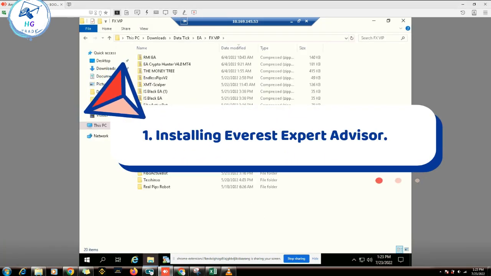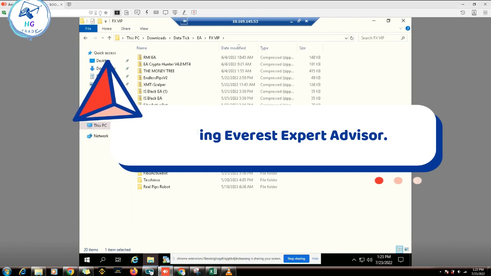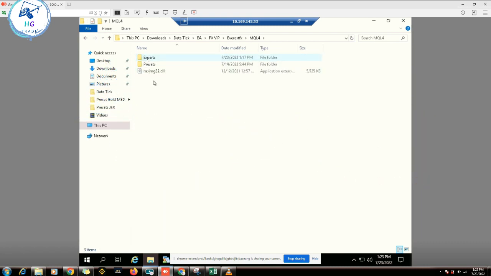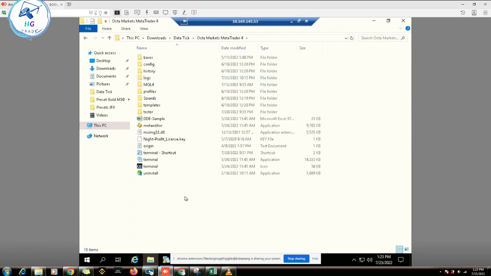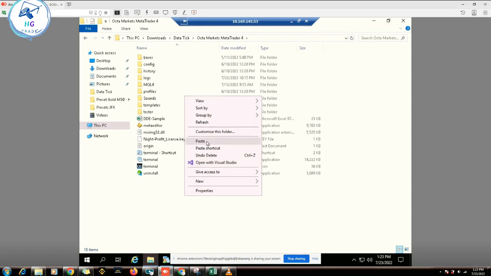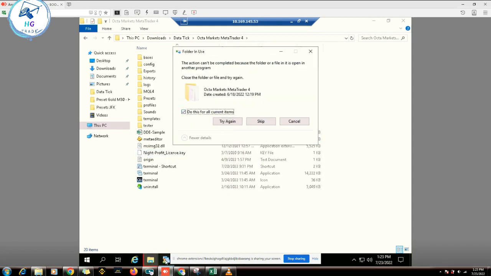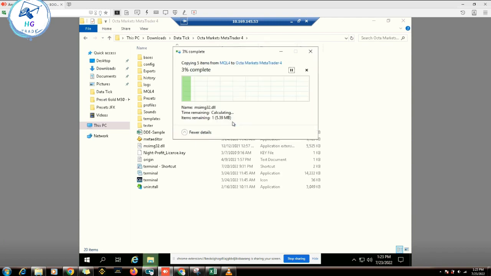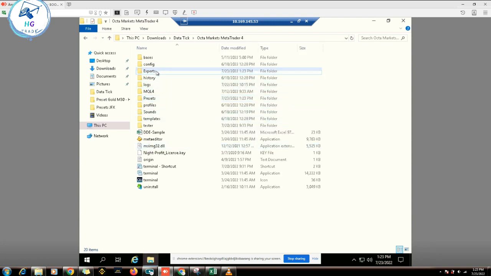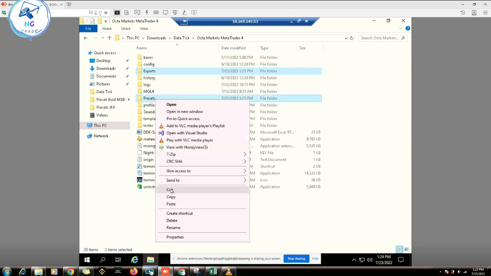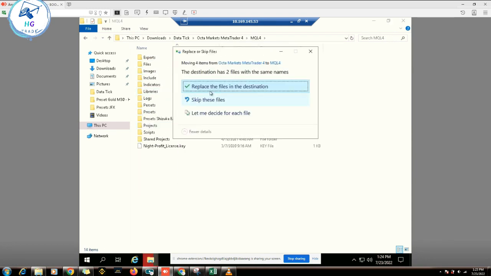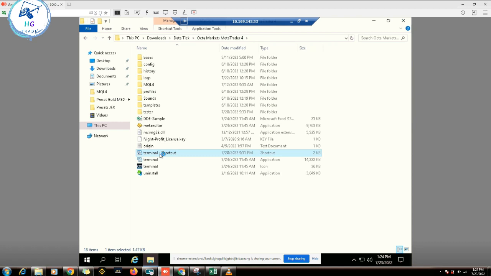One, installing Everest Expert Advisor. Copy all files including file extension DLL. Paste it into the directory where you installed MT4. Put DLL files in the main root folder. Paste the Experts Advisor folder and Presets folder into the MQL4 folder. Run MT4 and refresh the Expert Advisor menu in MT4.